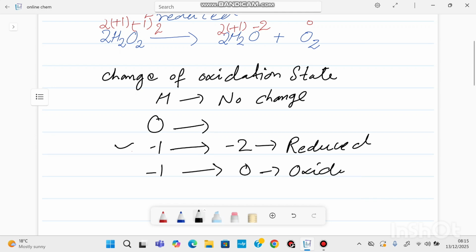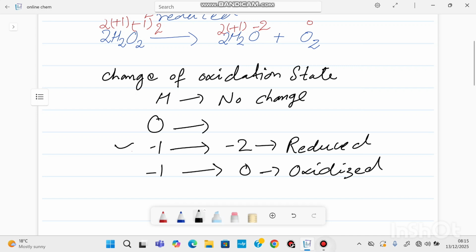In oxygen, -1 to 0, it has increased. So oxidation takes place, and the oxidized product will be present in O2 form. Now we can say that hydrogen peroxide has been oxidized to oxygen molecule and reduced to water molecule.